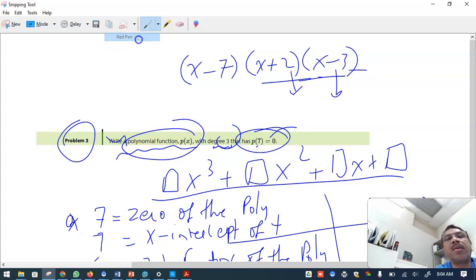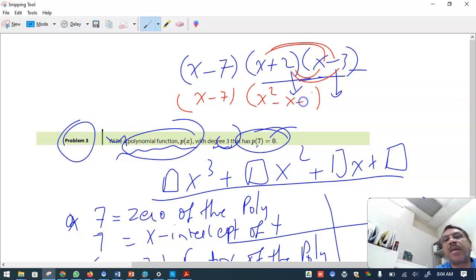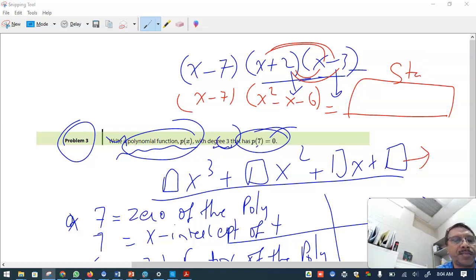So the one that I wrote, you can use the FOIL method, or you can use the box method, and you will end up getting x squared minus x minus 6. And then again, you use the box method and get the answer. The whole thing in standard form will look like this.